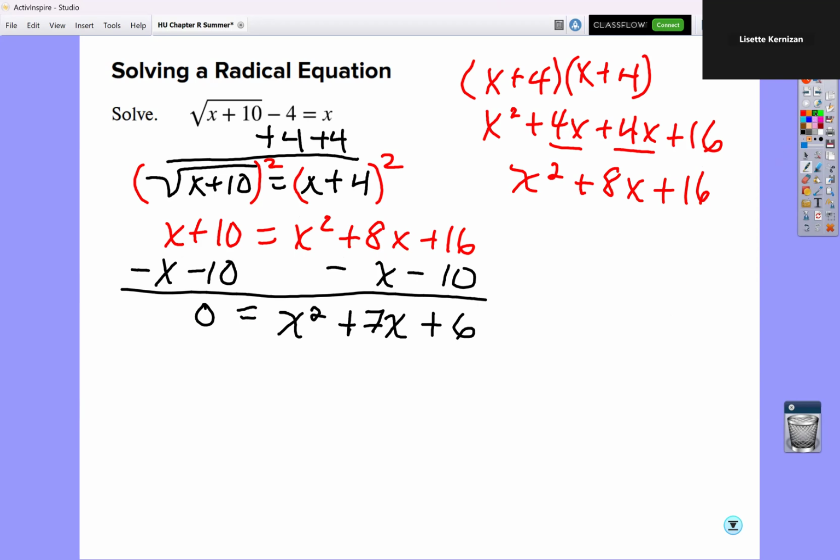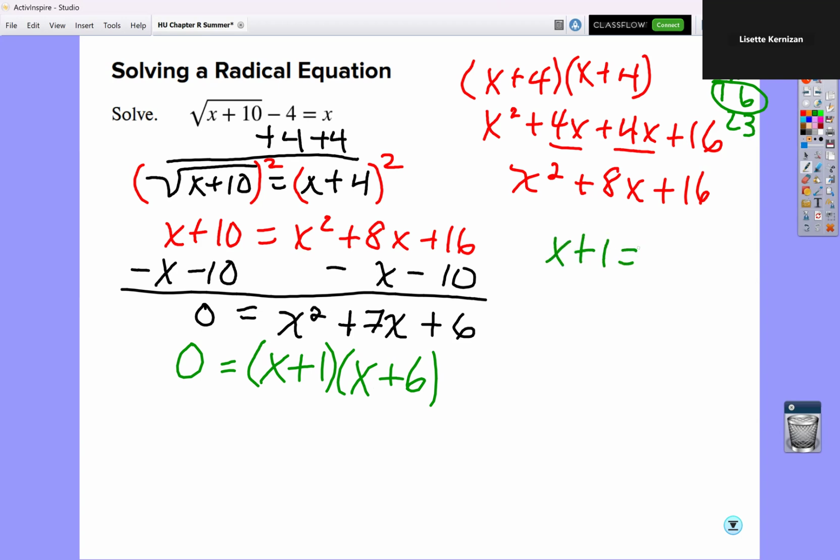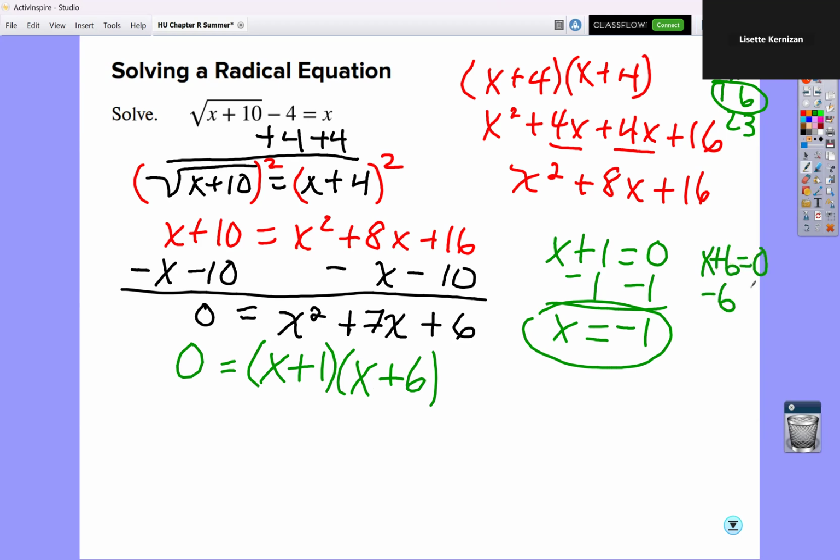Next, we're going to factor. We need factors of 6 that add up to 7. So we have 1 and 6, 2 and 3. We're using 1 and 6. So x plus 1 and x plus 6 equals 0. So we're solving for x. x plus 1 equals 0. Subtract 1, x is negative 1. That's one solution. And then same thing for x plus 6 equals 0. Subtract 6, x is negative 6.